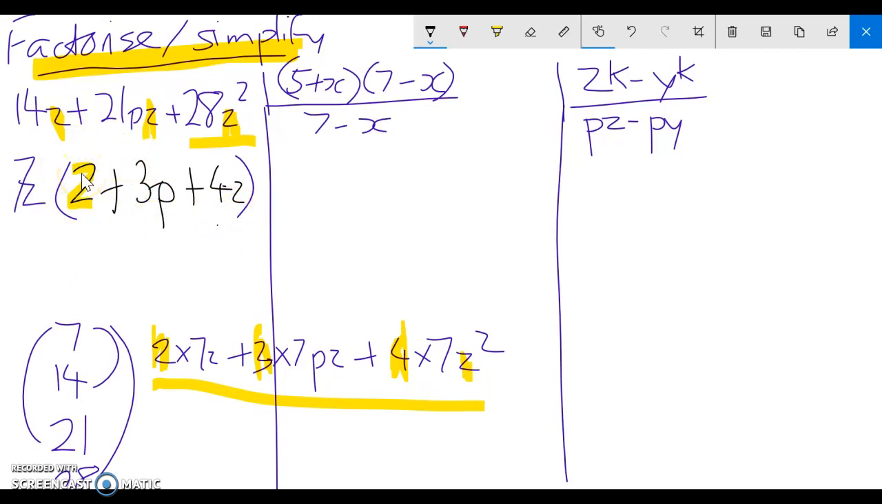So if you just put a z out, you're sort of right, but you're not completely there. You've got to also look and see if there's anything common between these numbers. And writing it out like this might help.